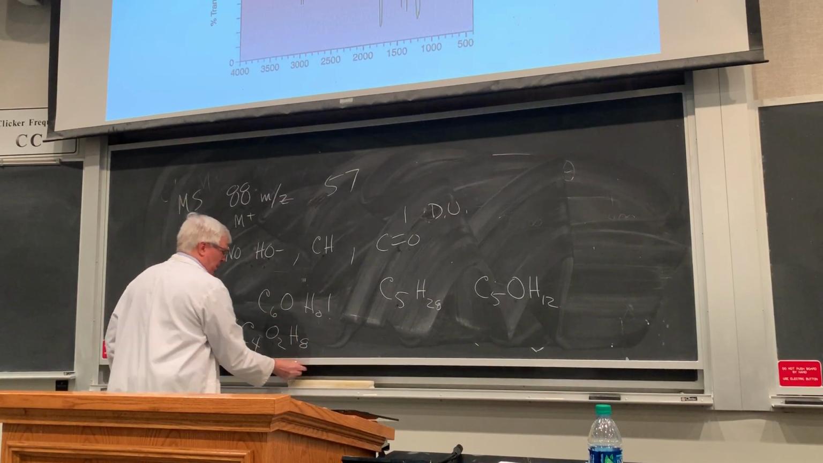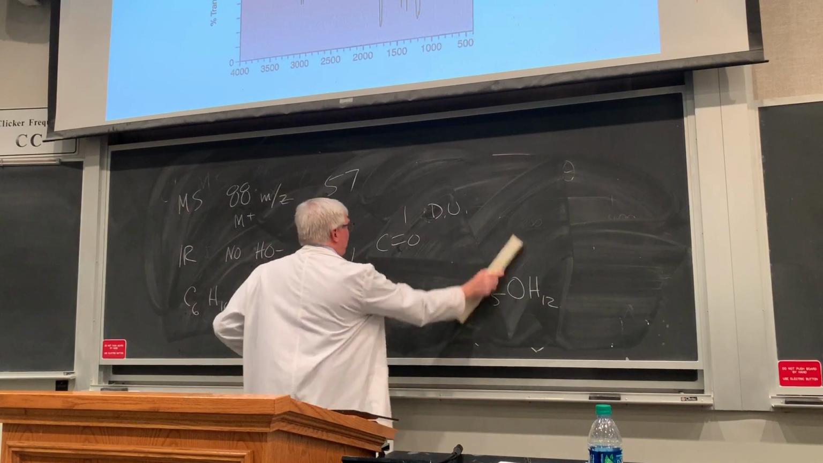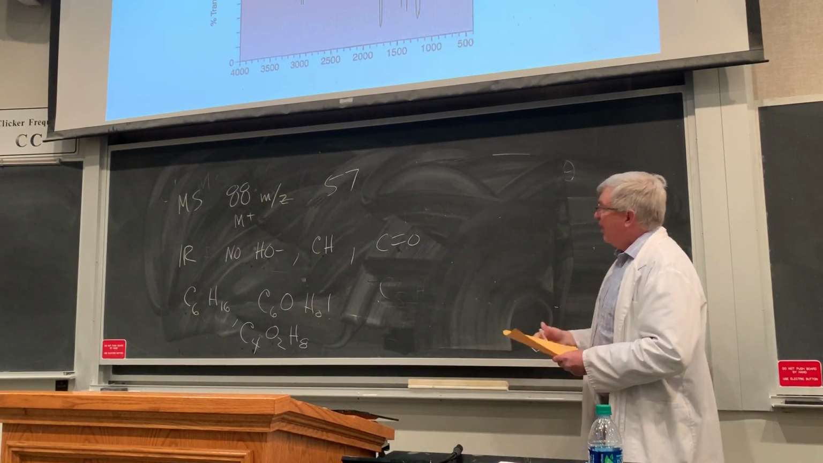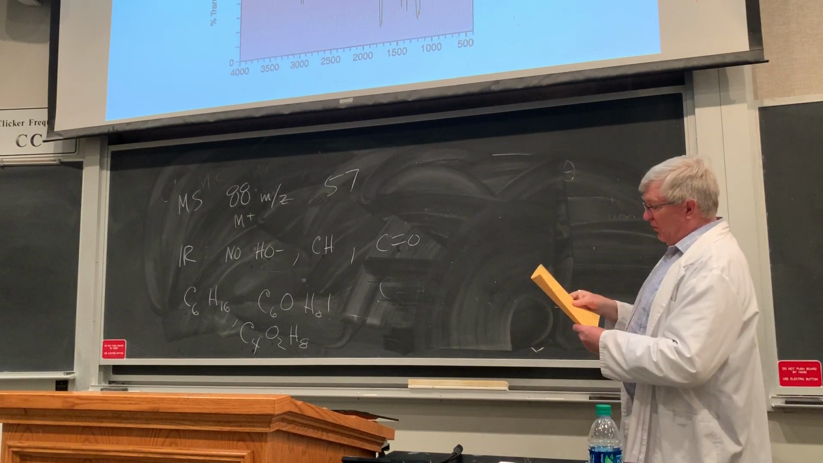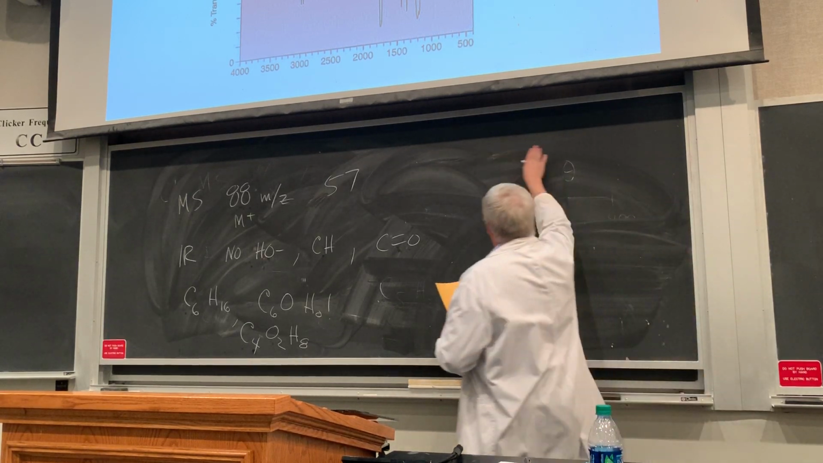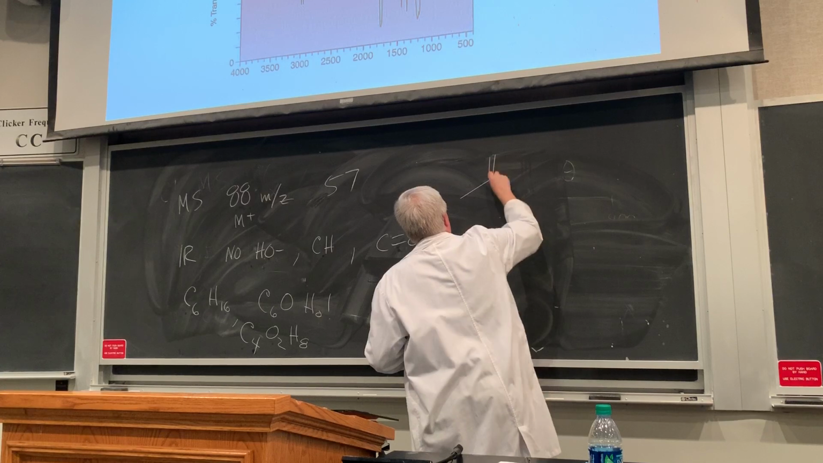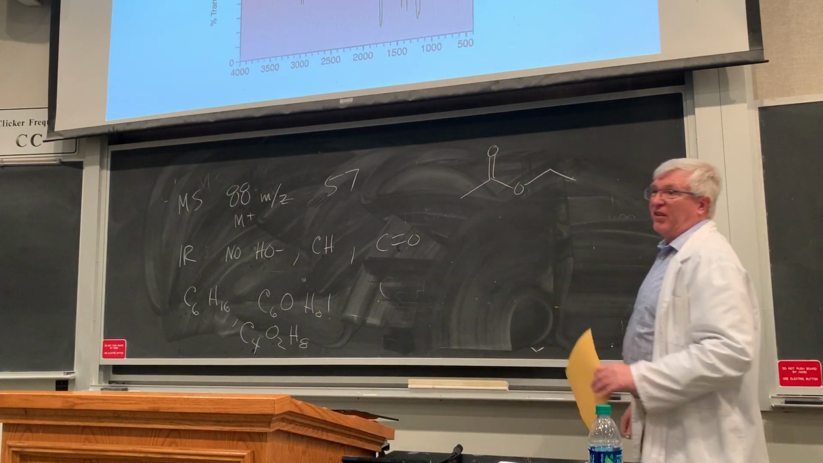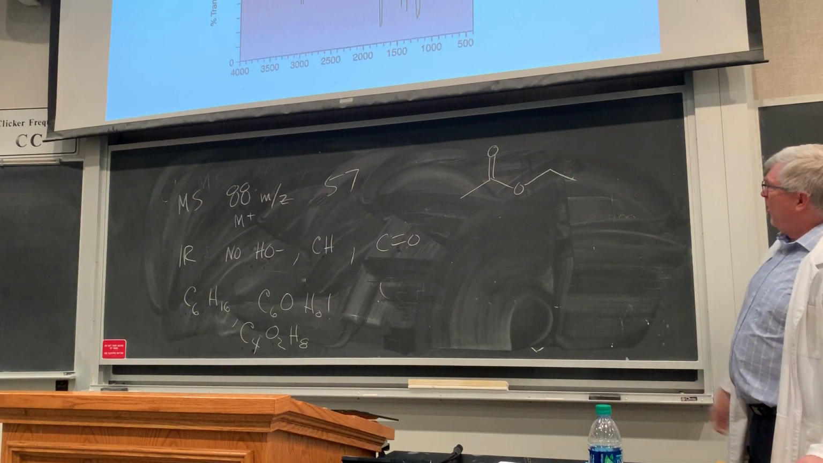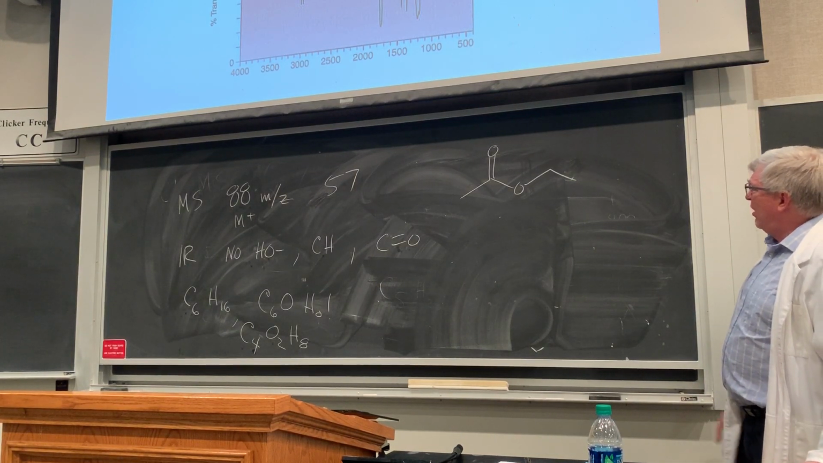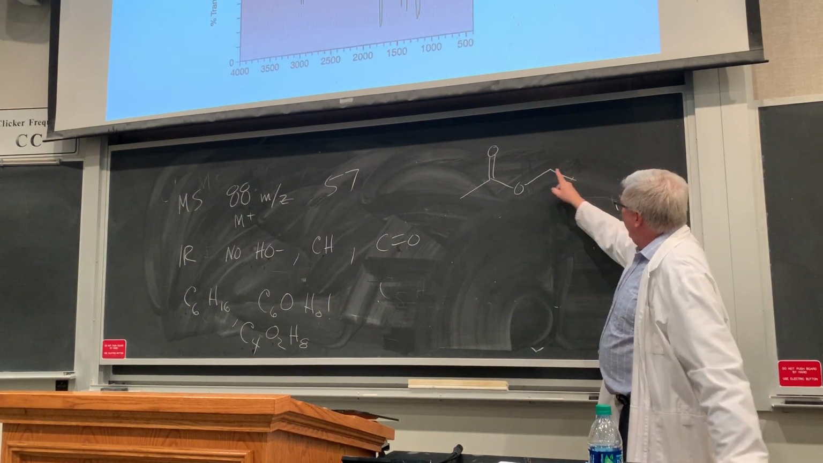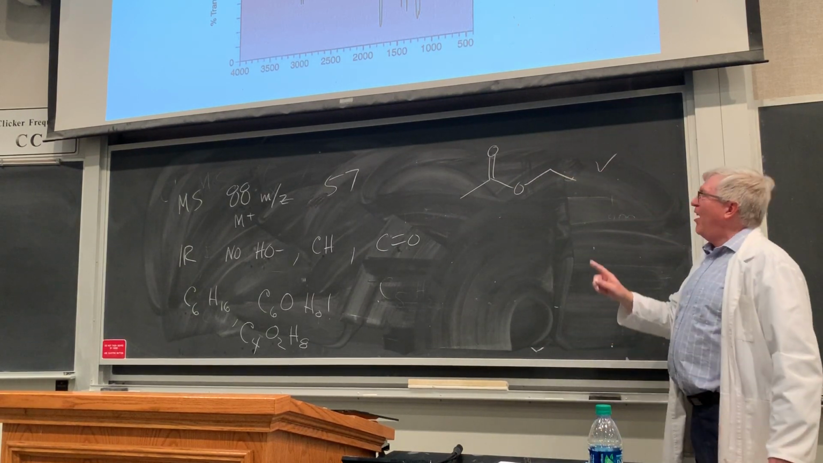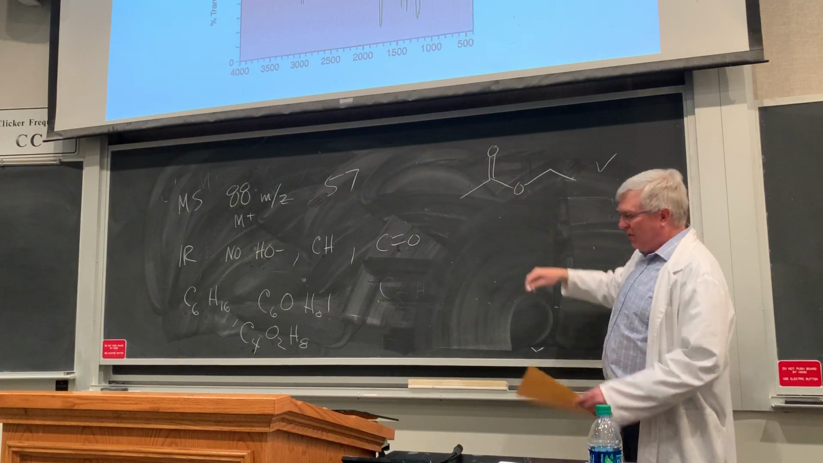So let's propose some structures. What do we got for C4, O2, H8? And then we'll go back, of course, and examine the data and see what we got. So we could have this type of thing. That's called ethyl acetate. Does that have 4 carbons? Yeah. 2 oxygens, and how many hydrogens? 2, 3, 4, 5, 6, 7, 8. Yeah, that checks out. Are there other ways to arrange, though, these atoms?